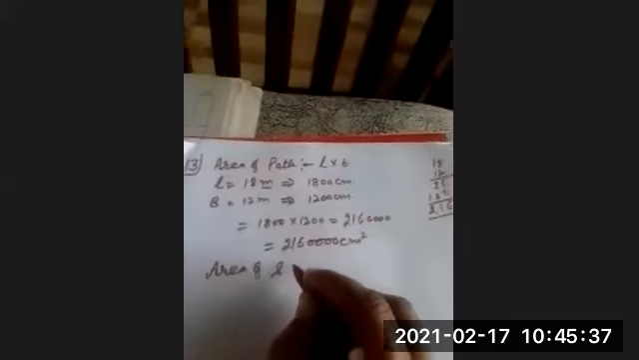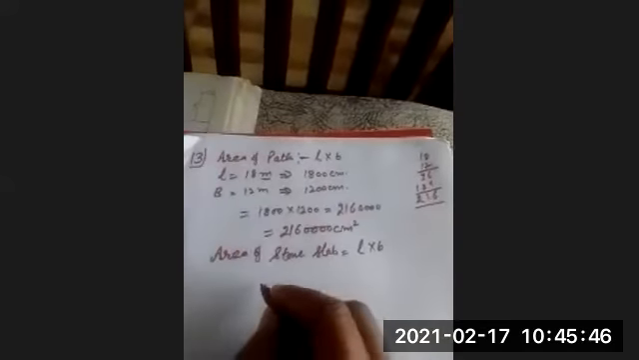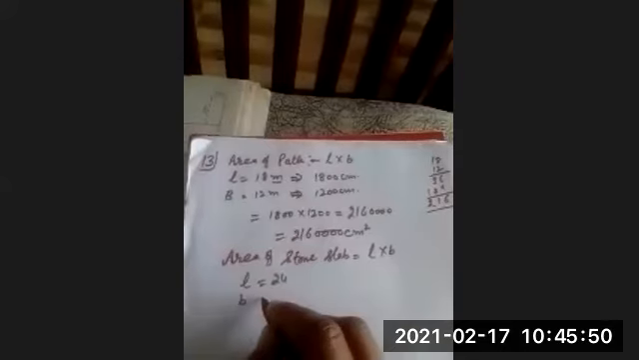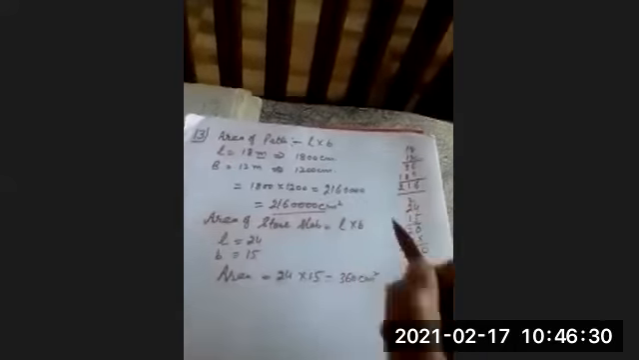Now find the area of the stone slab. Once again, length into width. Now the length is 24 cm and width is 15 cm. Now find its area. 24 multiplied by 15 is 360 cm². Yes, friends. Now the area of the path is this, and the area of the stone slab is 360 cm².